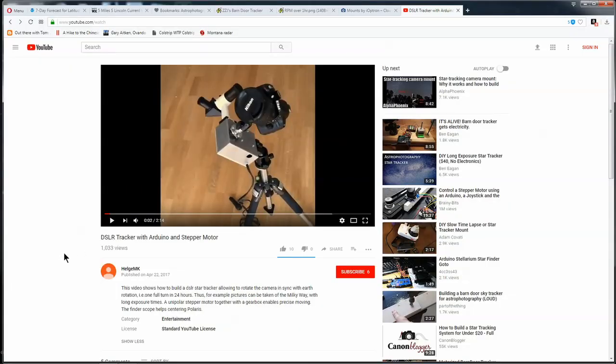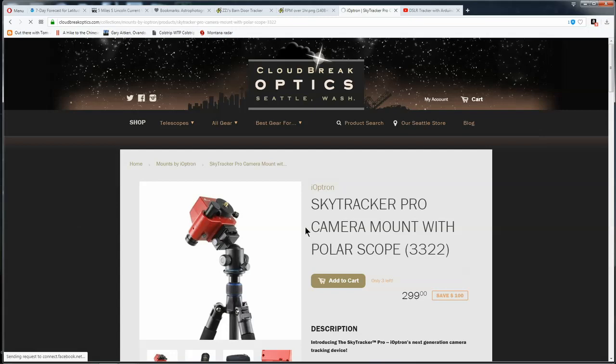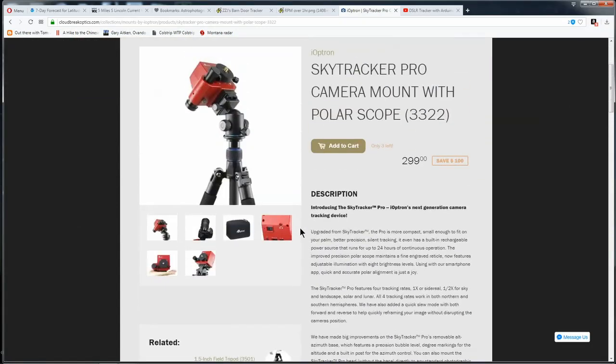So bottom line, if you were a tinkerer, then a barn door or something like this, which looks like the iOptron camera mount, would be just the thing for you. But if all you want to do is go out and get pictures, the iOptron would probably be what you would want to get.